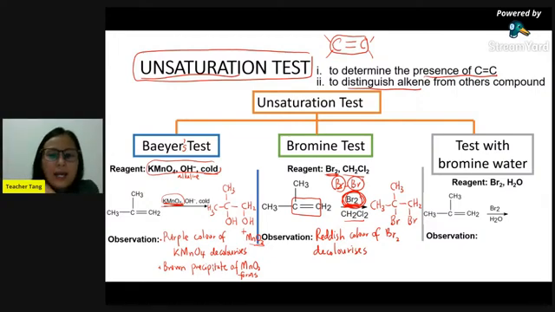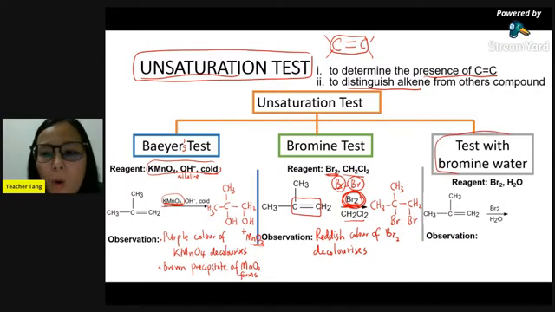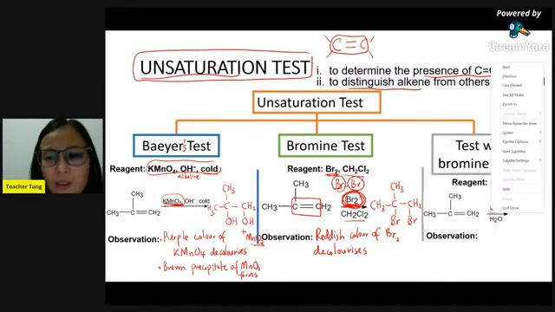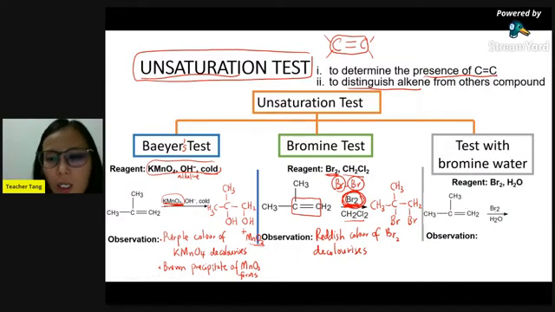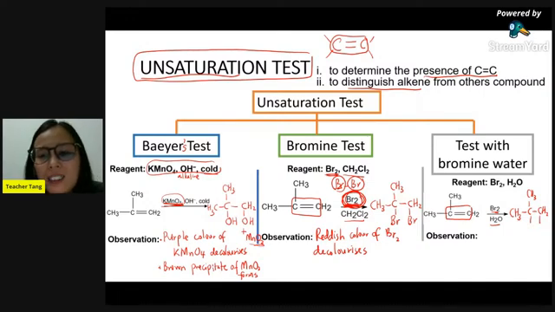Okay, so then the third unsaturation test is the test with bromine water. It means that the reagent that we use is bromine, and then the solvent is water. Remember, water will affect the product. But this is still an alkene, so it's still an electrophilic addition type of reaction. So the double bond becomes a single bond. Remember, this is water. Water will affect the product.